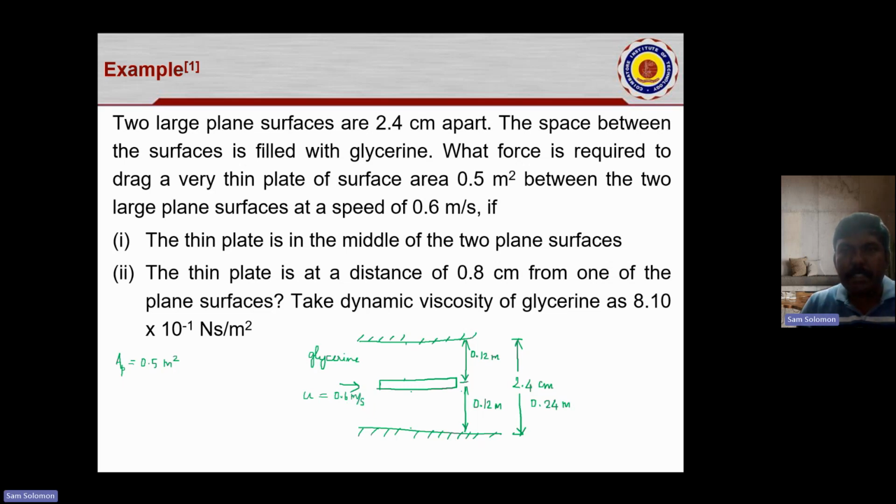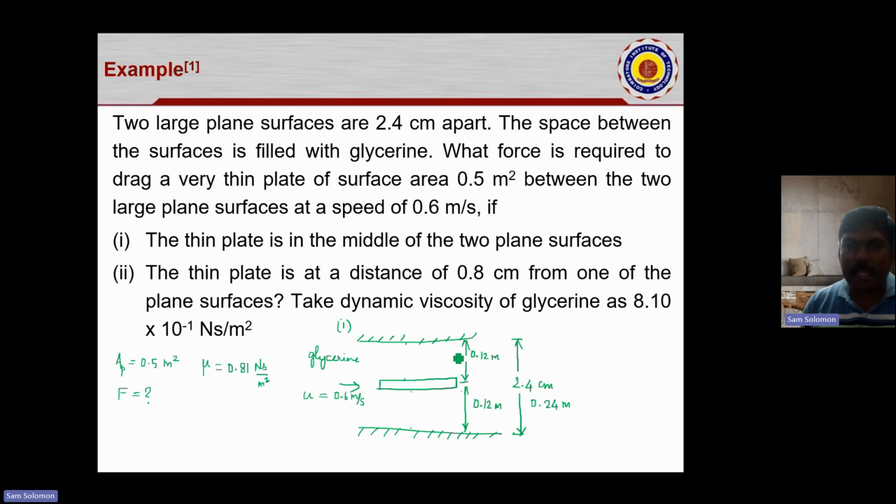What you should understand is now they want us to calculate the force required. So the parameter that we are supposed to find out is F. Additionally, they have given the dynamic viscosity as 8.1 into 10 to the power minus 1, which is 0.81 Newton second per meter squared. So what we have drawn is for the first condition. For the second condition, the distance is 0.8 meter from one of the planes, and from the other plane, it's going to be 1.6 centimeters. Okay, so let's concentrate on the first subdivision over here.